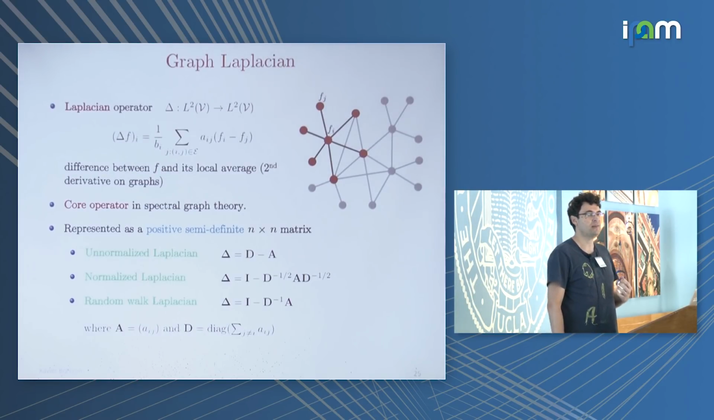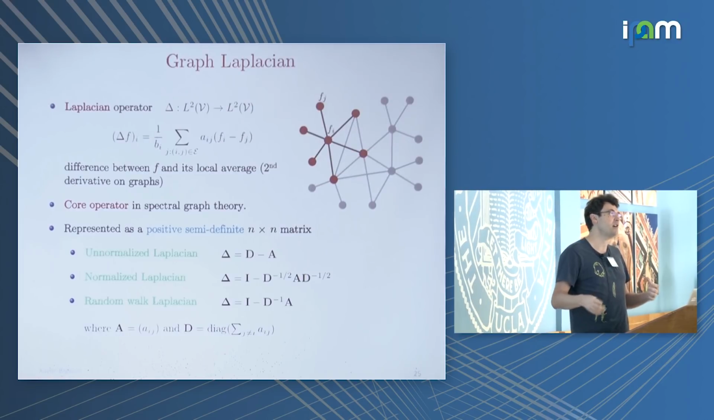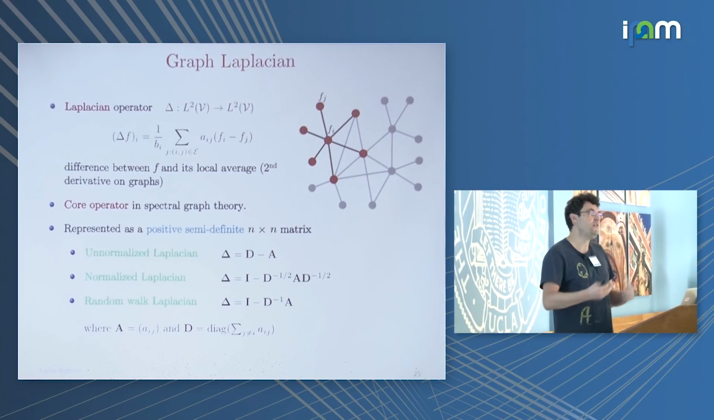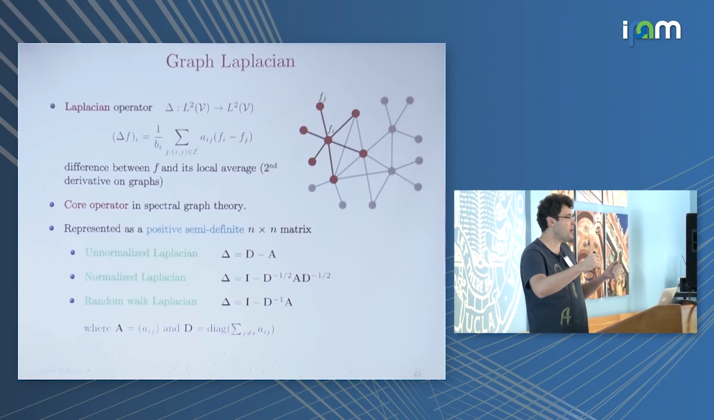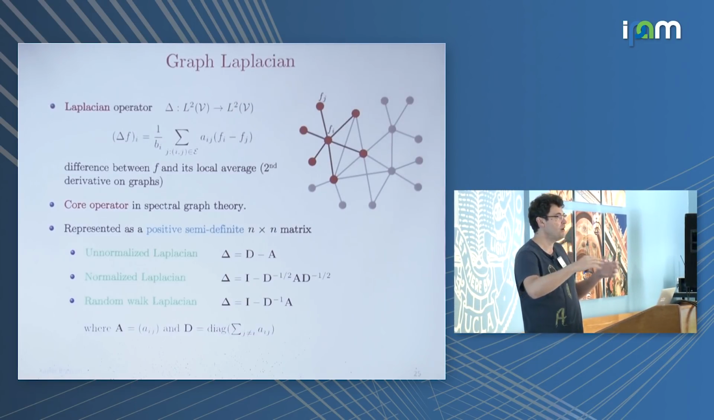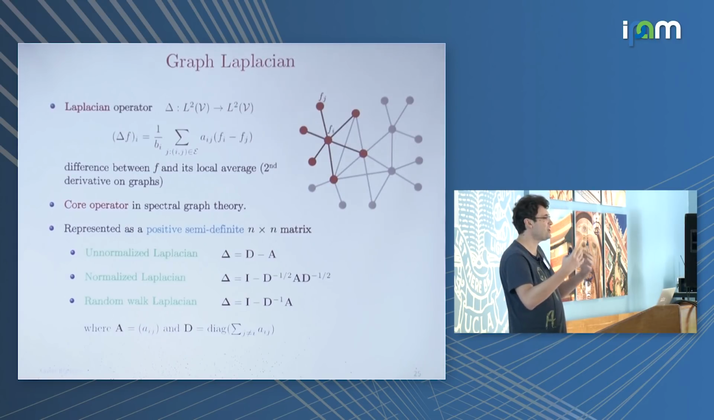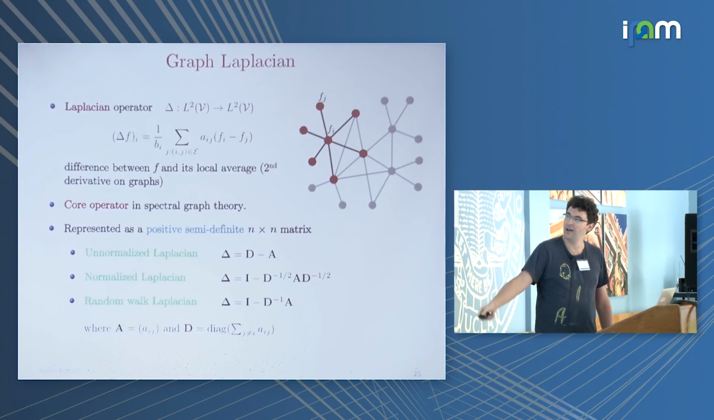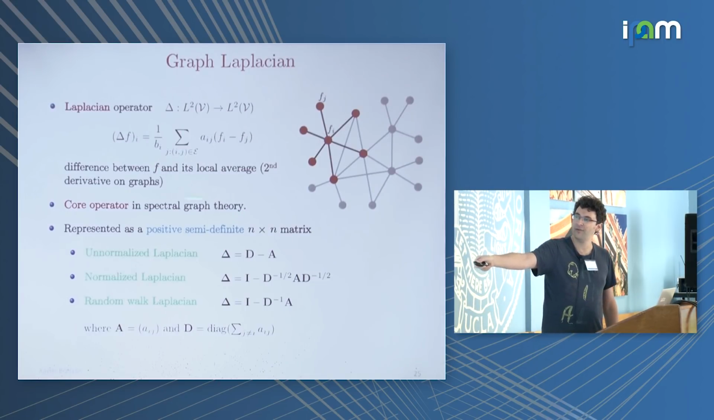And then the most important operator here is the graph Laplacian. Basically, this is the linear heat diffusion operator on graph. So if your function is smooth, the Laplacian applied to this function will be small, but if your function oscillates a lot, then the Laplacian of this function will have high values. And this is really the core operator of spectral graph theory. Everything starts from this guy.